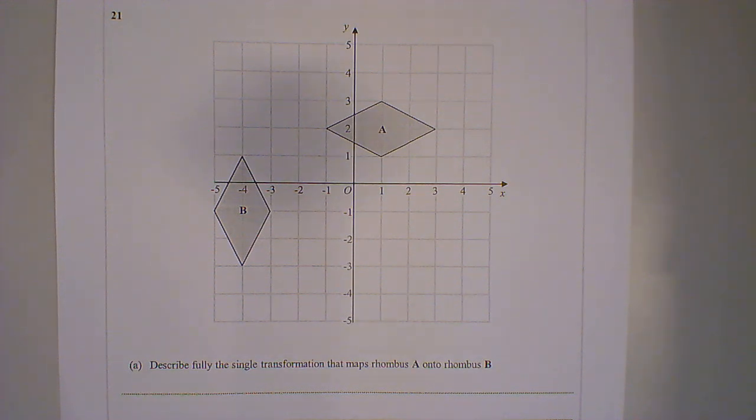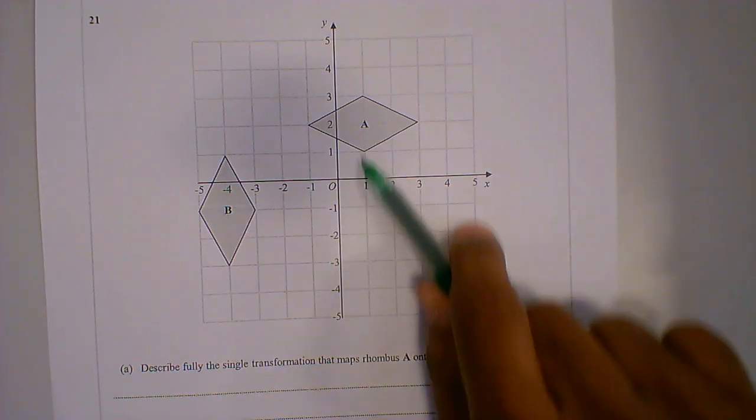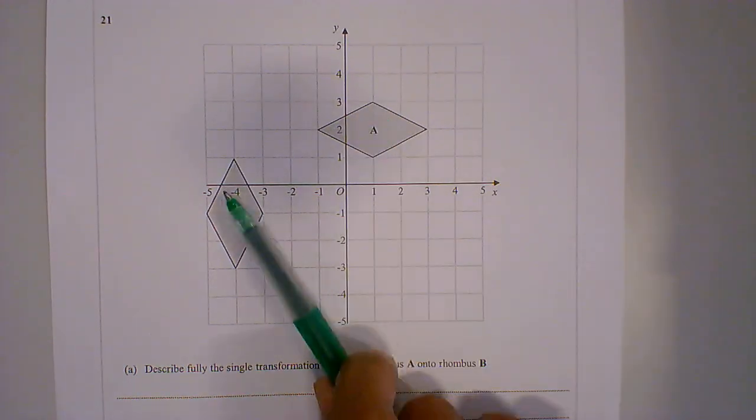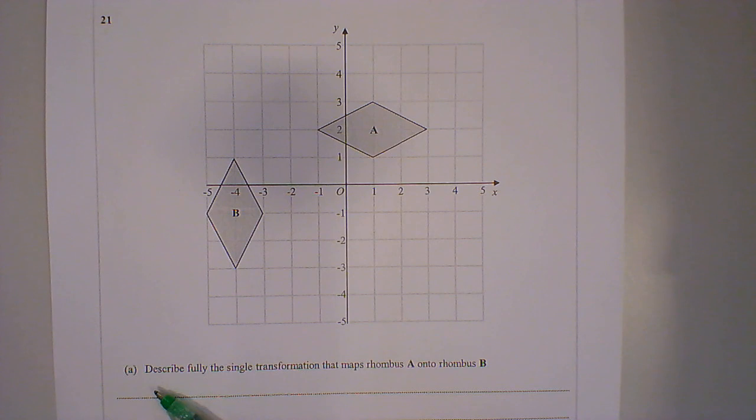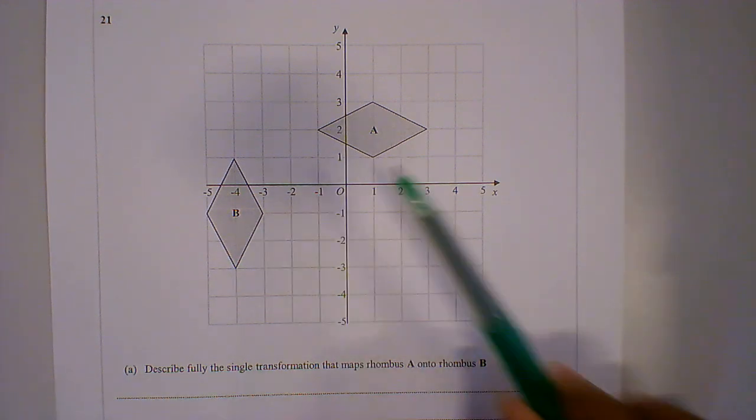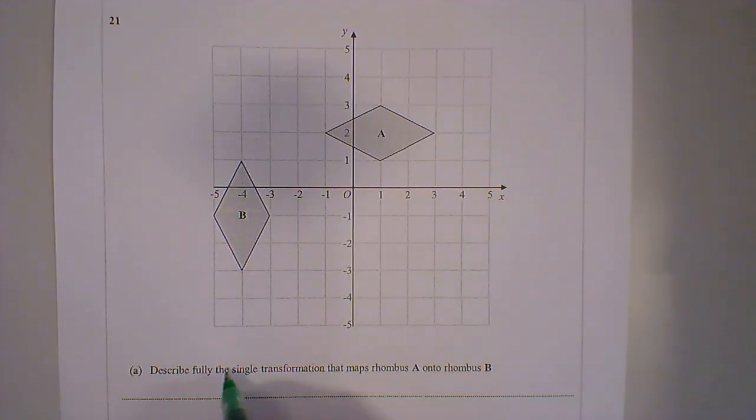Question 21. We have a diagram here with an x-axis and a y-axis, A and B. Part A, describe fully the single transformation that maps rhombus A onto rhombus B. So we've got rhombus here. We've got to describe fully the single transformation.